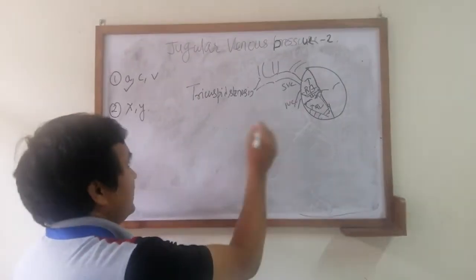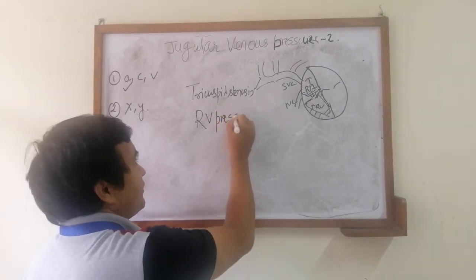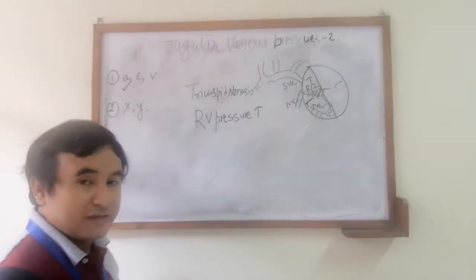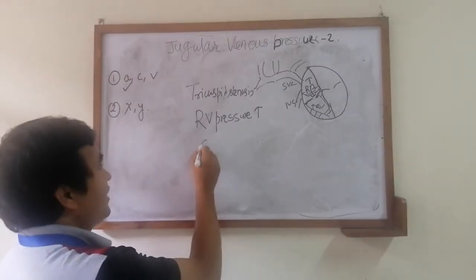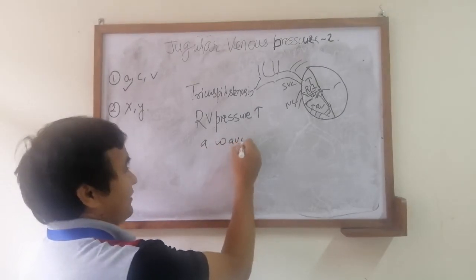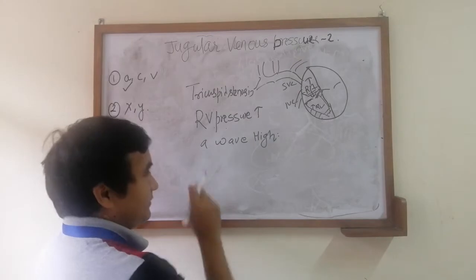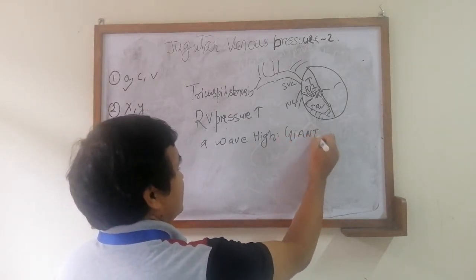So that's why in a condition where there is an increase in right ventricular pressure, like in cor pulmonale, pulmonary artery hypertension or restrictive cardiomyopathy, we see the A wave amplitude is high, and that particular A wave is called the giant A wave.